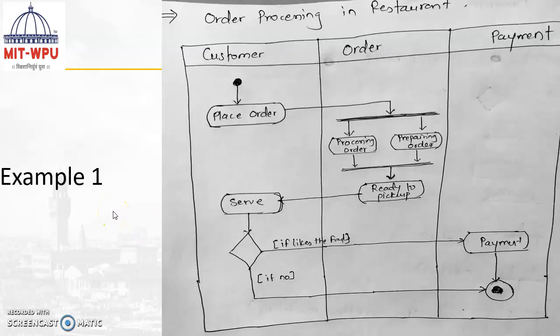So let's start with an example, the same example, the order processing in a restaurant. For that, here we have used swim lanes. The notation for a swim lane is that you can partition different classes. Here we have considered the first class as a customer, another one is the order, and the third one is the payment. Again, this completely depends on your problem statement, which classes you have to consider in an activity diagram.